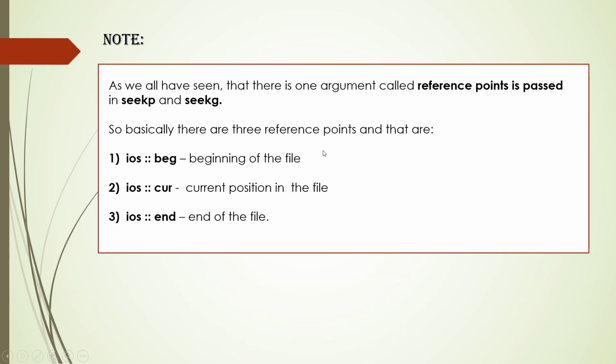In the previous slide we have seen 2 functions, seekp and seekg, and they were taking 2 arguments. First was the number of bytes and second was the reference point. Just for knowledge, you should know that there are 3 reference points. First is ios::beg. That means it moves the pointer to the beginning of the file, that is at the starting. Second is ios::cur. It moves the pointer to the current position in the file. Third is ios::end. It moves the pointer to the end of the file.